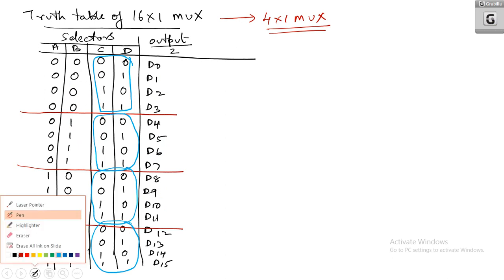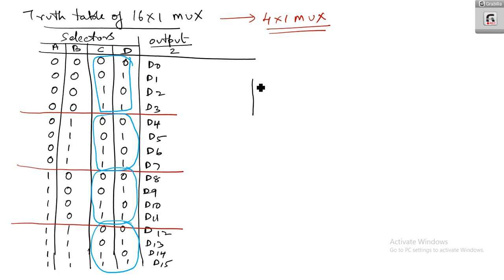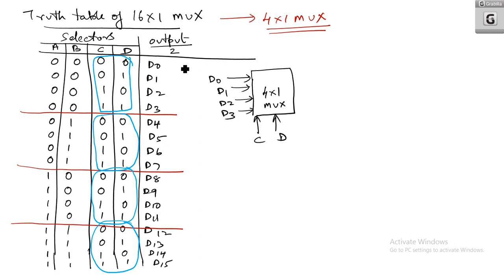Suppose I am having a 4 by 1 mux. 4 by 1 mux means what? I should have only 2 selectors, right? Those 2 selectors I am choosing as C and D. And what are the data inputs? Data inputs are D0, D1, D2 and D3. So the corresponding output is Z1.